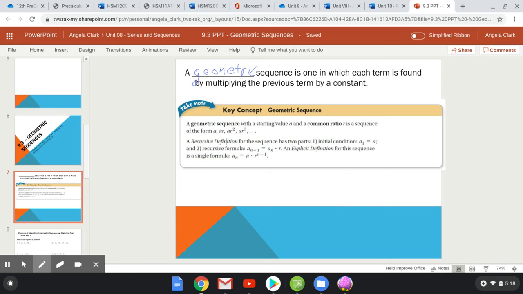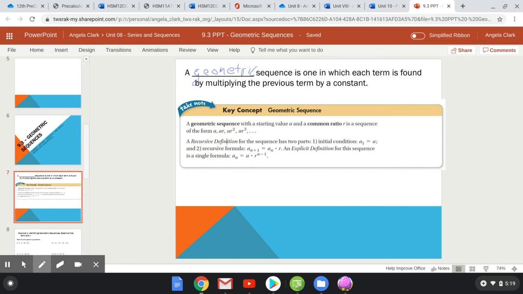So let's look at what our recursive and explicit formulas are going to look like. Our recursive formula, of course, is going to have the first term as part of it. Remember, we always have the first term and then the formula, because we have to have a term in order to find the next term. That's what recursive means. I have a term and I use that to find the next term.